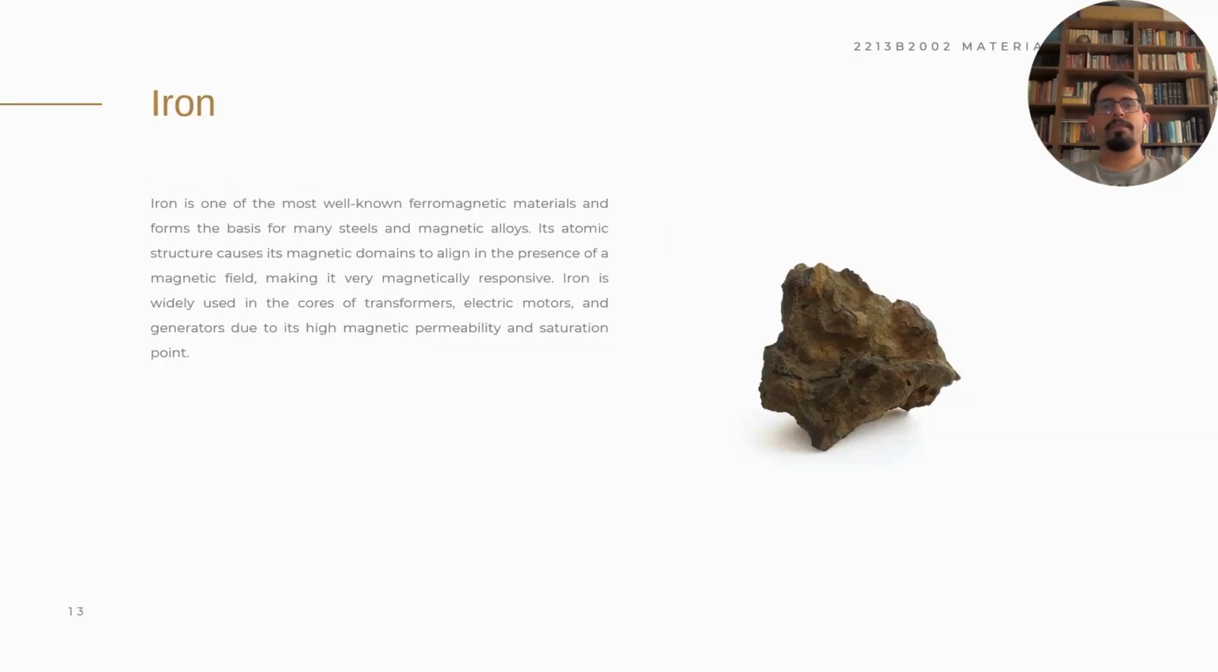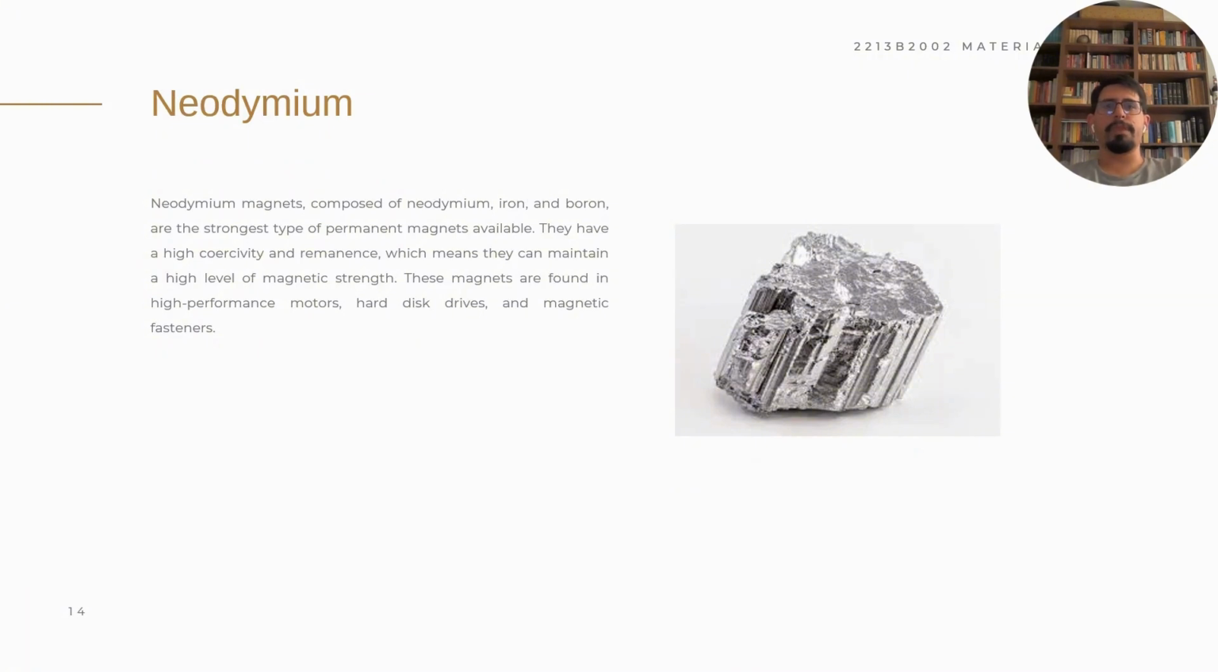Iron is the most widely used magnetic material. It's strong, abundant, and easy to shape, making it perfect for motors, transformers, and cores in electrical machines. It's the backbone of everyday magnetic applications. Neodymium is part of the rare earth family and creates the most powerful permanent magnets we know. These magnets are compact but incredibly strong, which is why they are used in hard drives, earbuds, wind turbines, and electric vehicles.